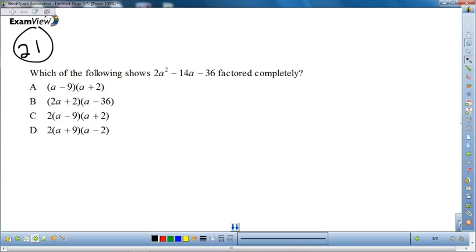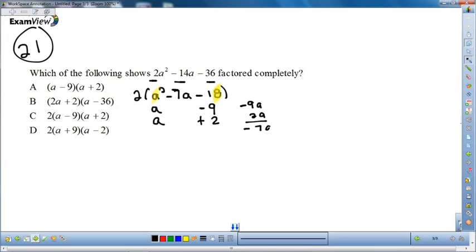For 21, we want to factor completely. One of the things that I noticed is that they all have a greatest common factor. So I'm going to go ahead and factor that first. And then I'm going to factor guess and check. So I'm going to look at my first and last numbers. So two numbers multiplied together that give you a squared. Two numbers multiplied that give you 18. One of them has to be negative. So notice if you cross multiply, that does give you your negative 7a. So I'm going to have a minus 9, a plus 2, and then don't forget to bring down your 2.